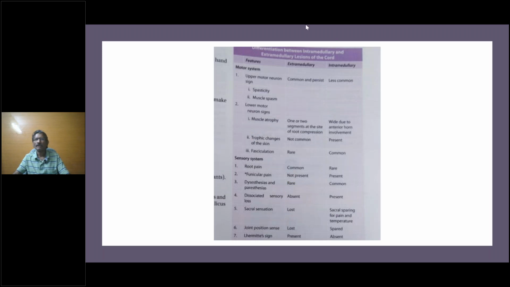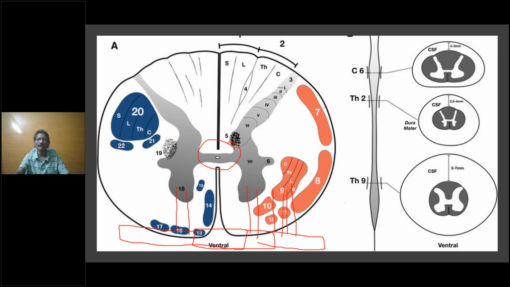Okay, now coming to extramedullary and intramedullary. Again, you need to really understand this. Before coming to that, I'll go back to this diagram. Extramedullary means anything outside the spinal cord. Intramedullary, what are the things? You can have a spinal cord tumor. Let's assume that the spinal cord tumor is located here, and it starts expanding like this.